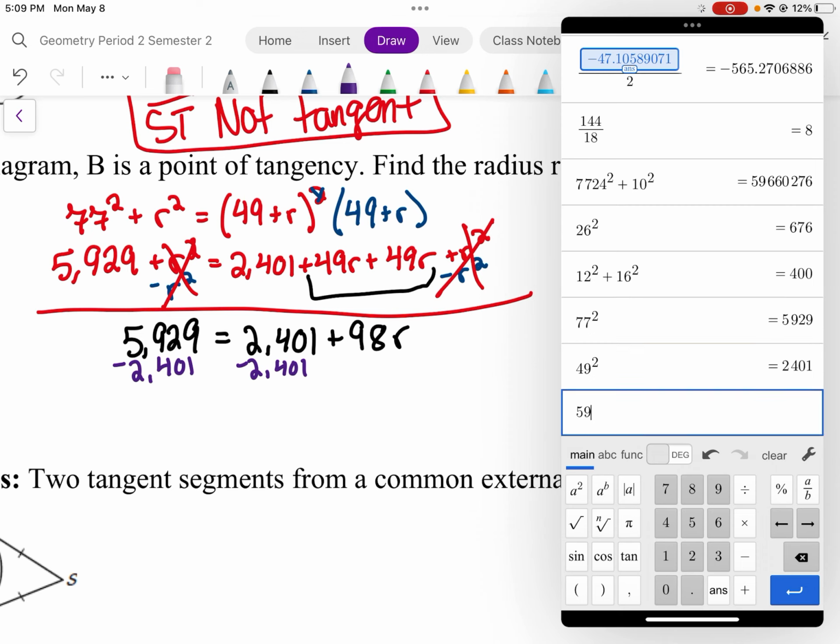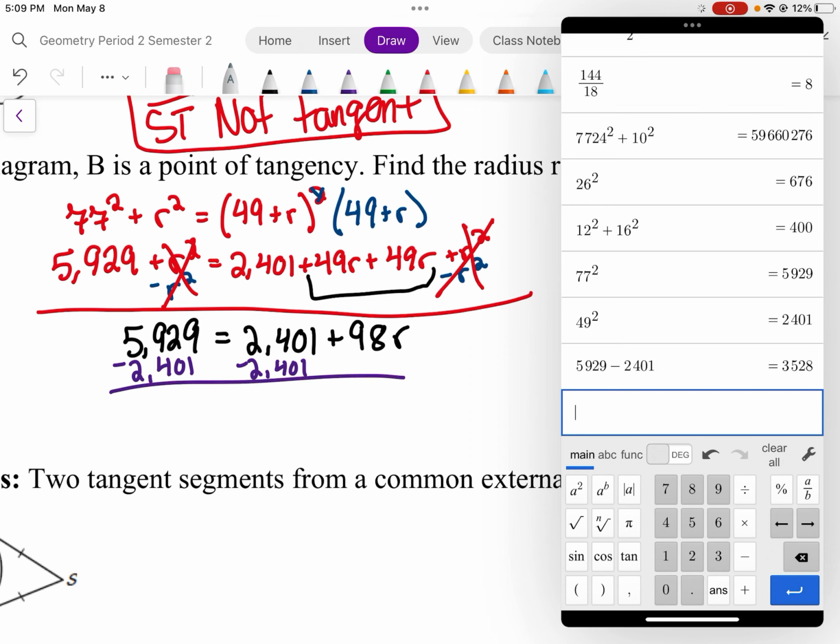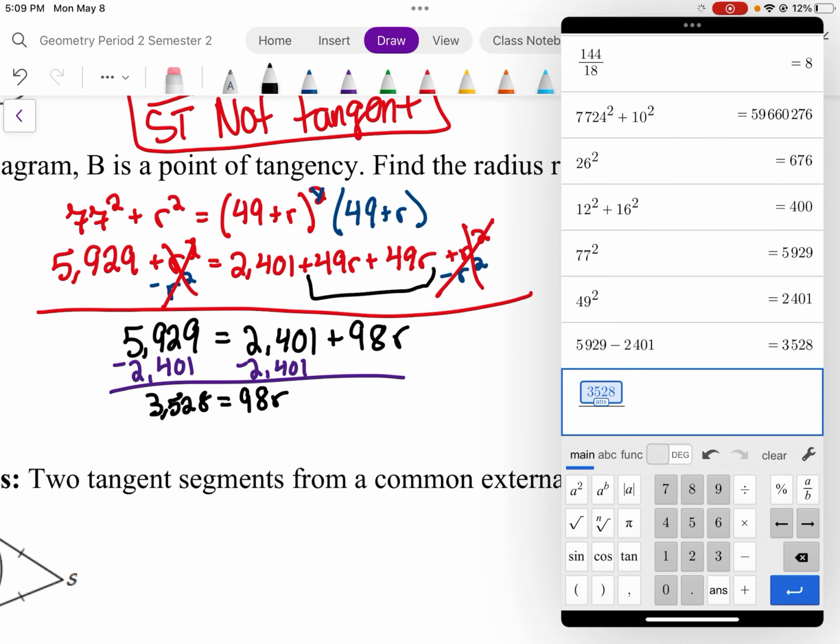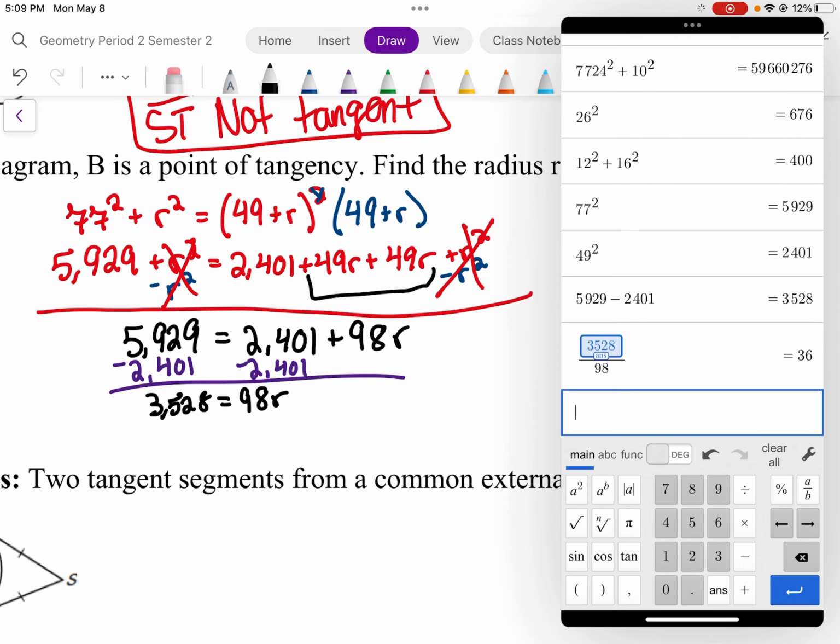So we have to take 5,929 minus 2,401. And then our last step would be to divide both sides by 98. And that gives us our answer of 36 for our radius.